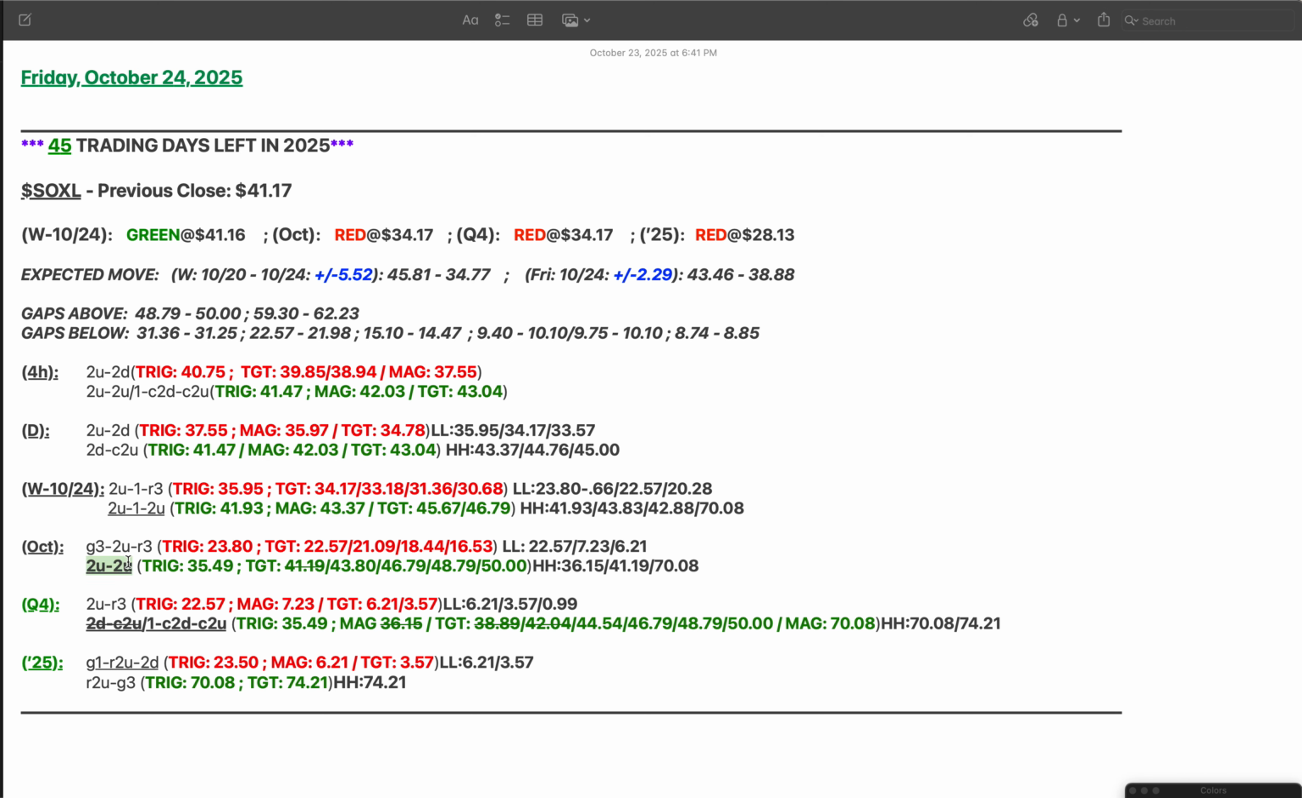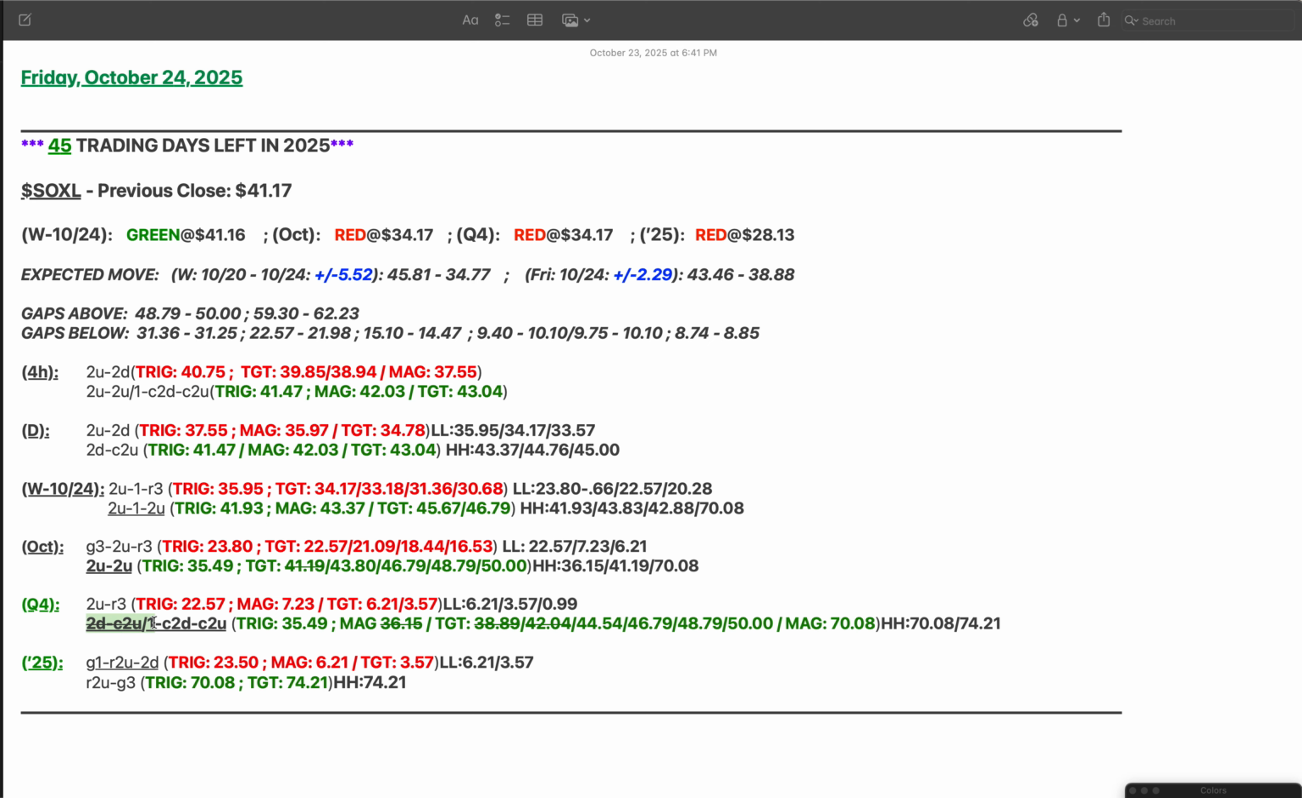We're still in the 2 up in force. That's why it's in bold. We're above that 35.49 trigger. We hit that first target, and we're looking for our second target at 43.80, which is just above that magnitude of the week 2-1-2 up continuation pattern.